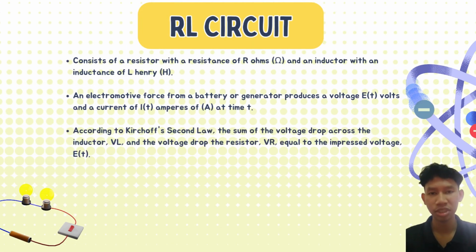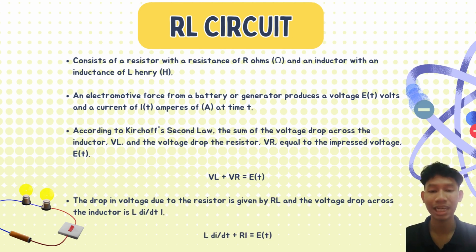So let's proceed to another part, which is the RL circuit. It consists of a resistor with a resistance of R ohms and an inductor with an inductance of L henry. An electromotive force from a battery or generator produces a voltage E(t) volts and a current of I(t) amperes at time t.